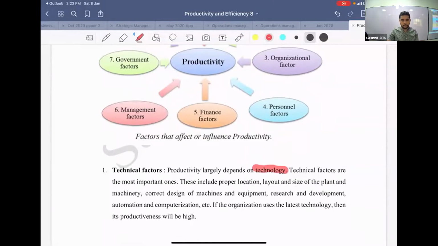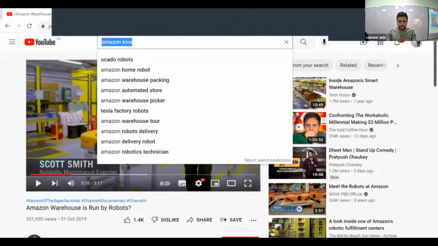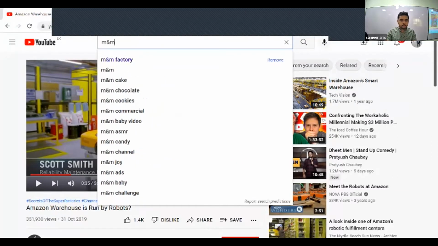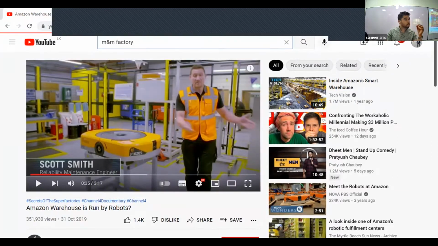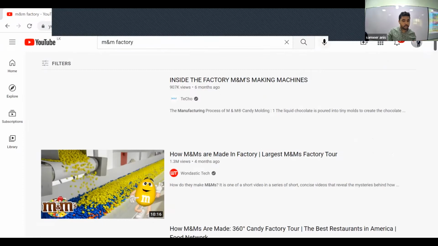Take this M&M factory, guys. Take this M&M factory in, I think it's in the UK itself. They produce 2 billion M&Ms every 8 hours. 2 billion M&Ms. That's a lot of M&Ms, guys.